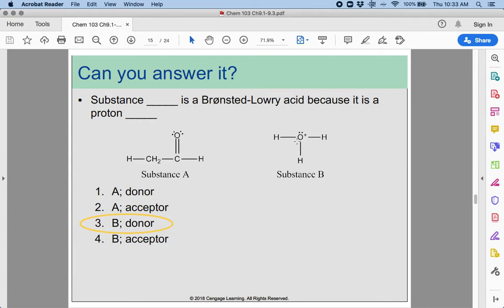Go back to your Lewis structures. Convince yourself, why does this oxygen have a plus? Okay? Go ahead and practice with that and realize that this hydrogen, or one of the 3 hydrogens here, is willingly ready to leave. It's willingly ready to be a donor because then we would get stable H2O back.